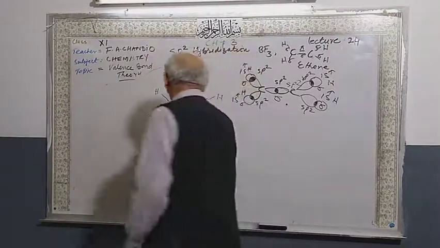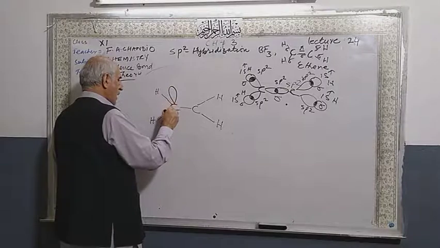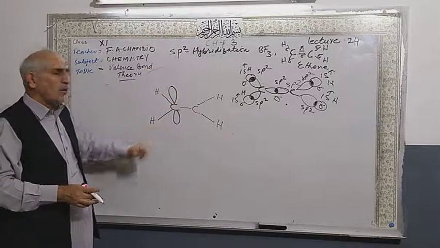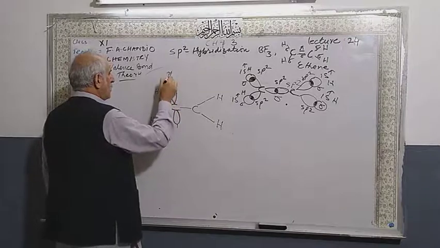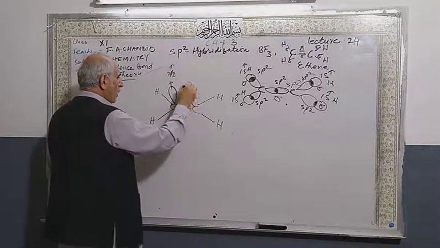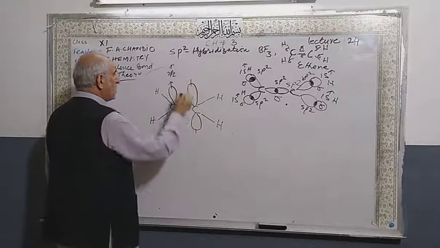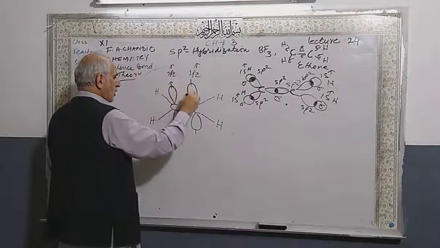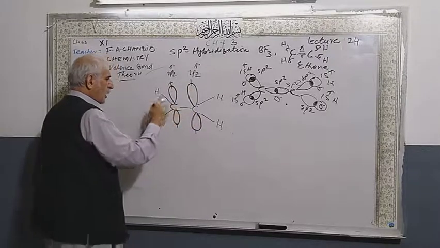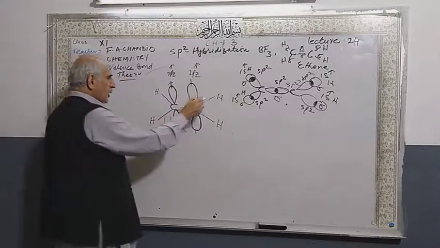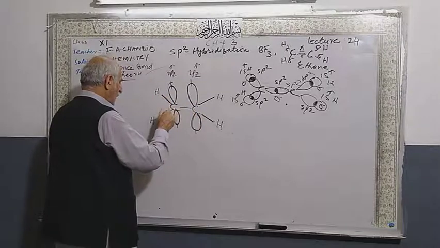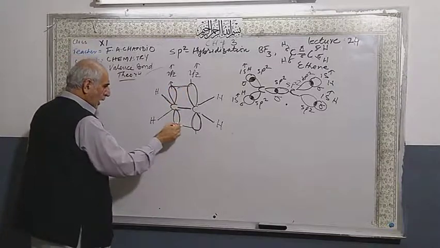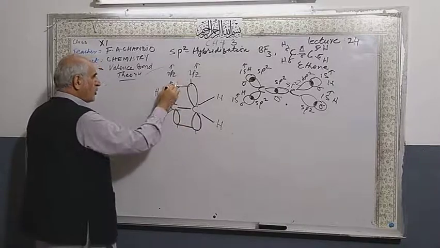Now 2pz for each. This is the 2pz up and below. This is a whole 2pz from here to here. 2pz for one carbon and 2pz for the other carbon. This is the 2p orbital. Now they overlap parallel. There will be a parallel overlapping, both above and below, to form pi bonds.